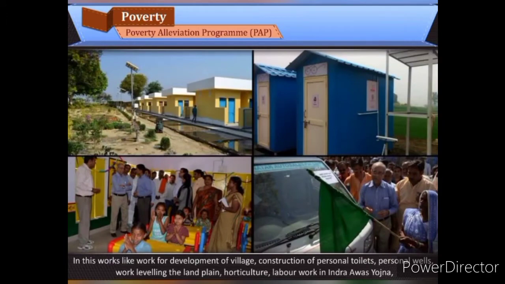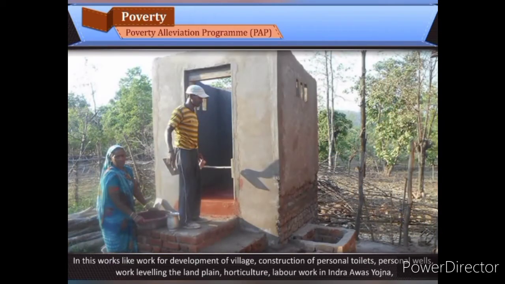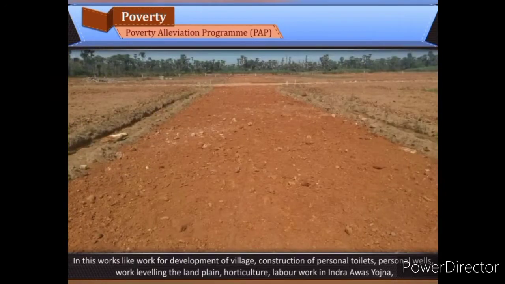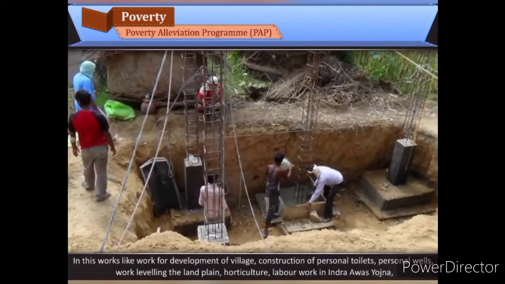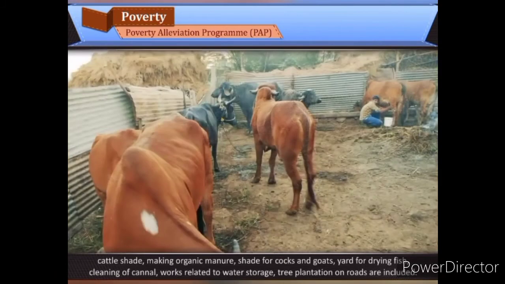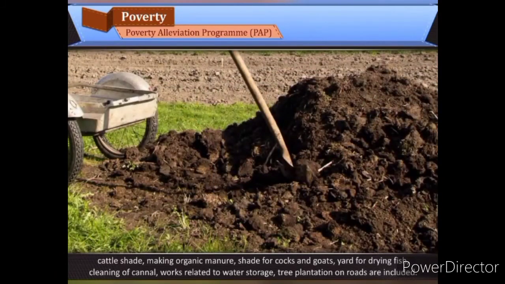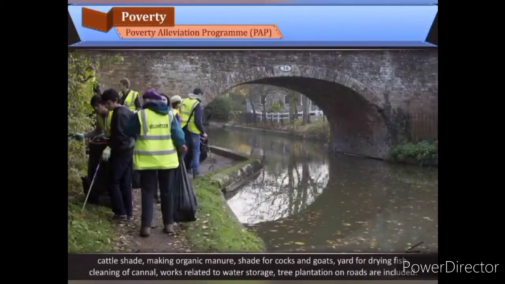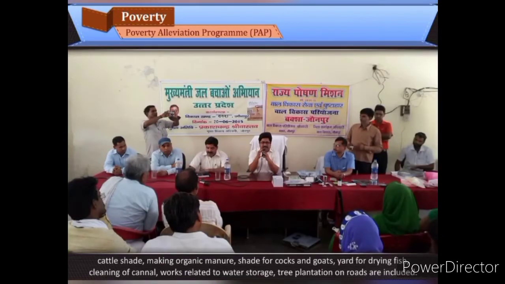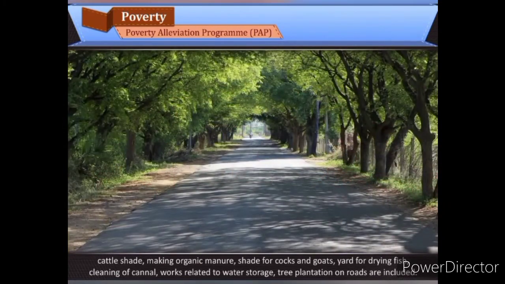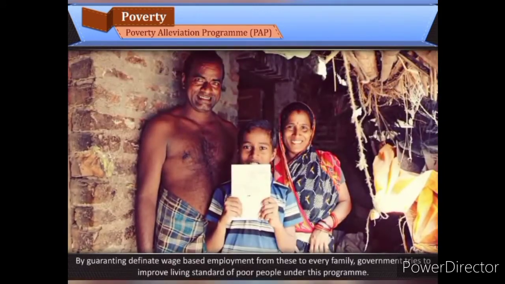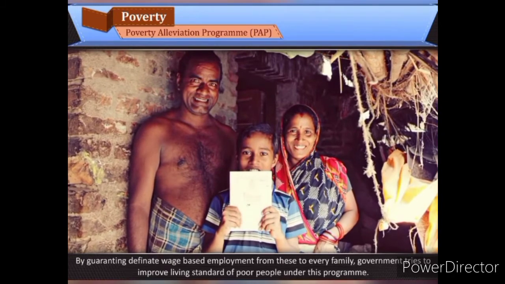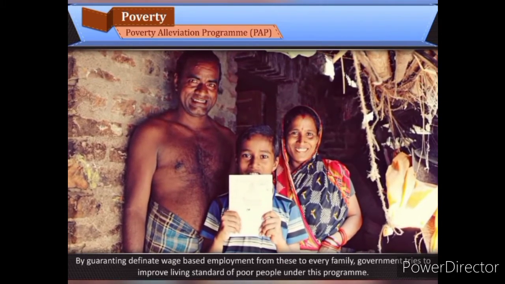In this works, like work for development of village, construction of personal toilets, personal wells, work leveling, the land plane, horticulture, labor work in Indira Avas Yojana, cattle shade, making organic manure, shade for cocks and goats, yard for drying fish, cleaning of canal, works related to water storage, tree plantation on roads are included. By guaranteeing definite wage-based employment from these to every family, government tries to improve living standard of poor people under this program.